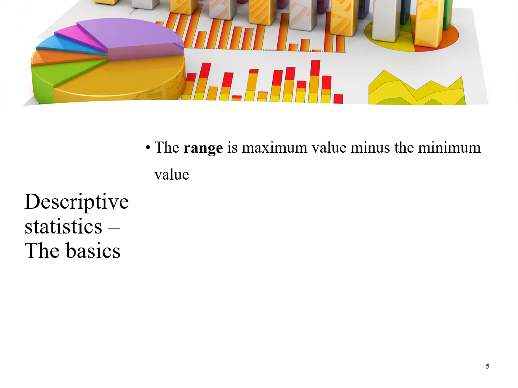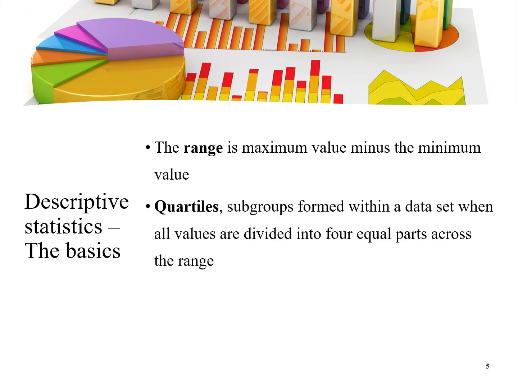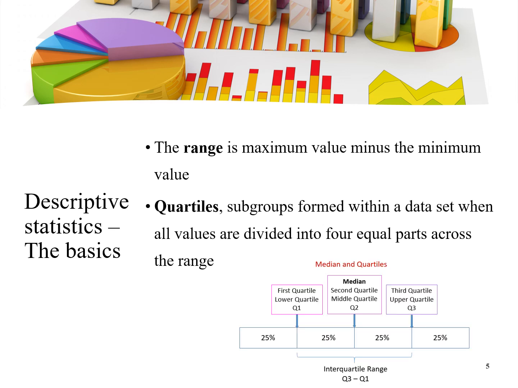Thus, a researcher may also be interested in the quartiles of a variable. And the quartiles are subgroups that are formed within a data set when all the values are divided into 4 equal parts across the range. So this is how a range of values would be divided into quartiles.